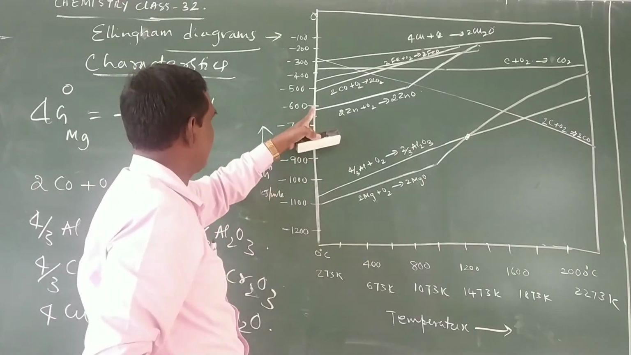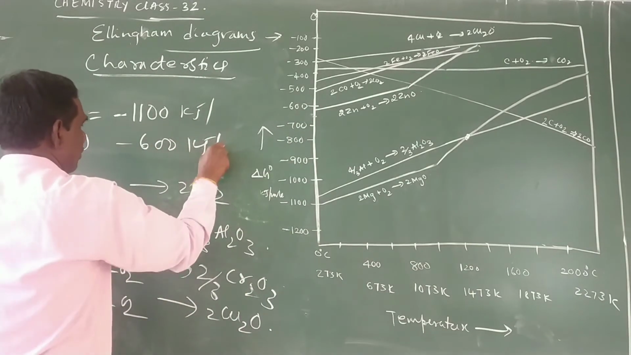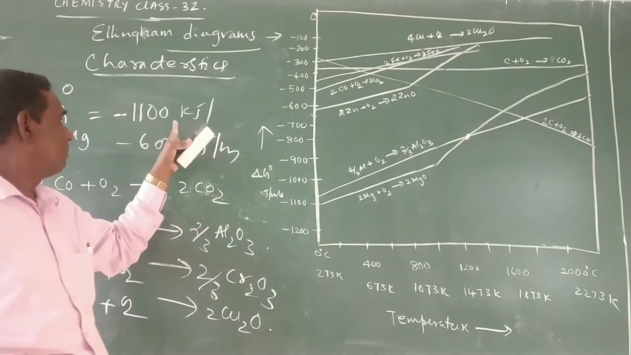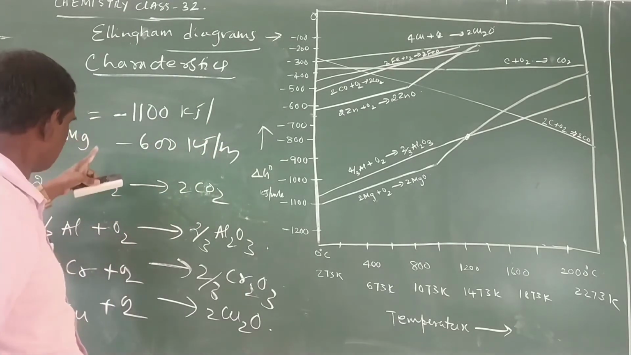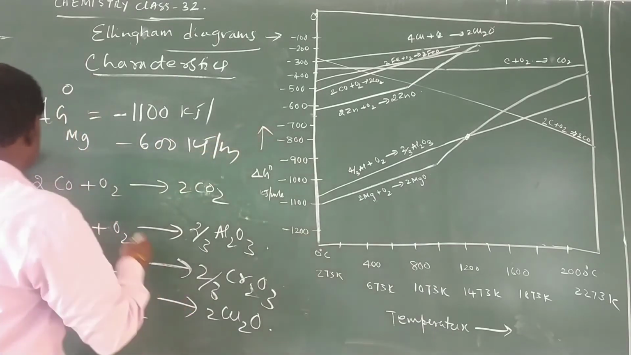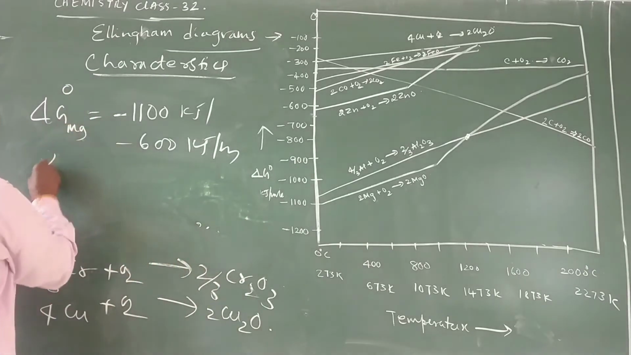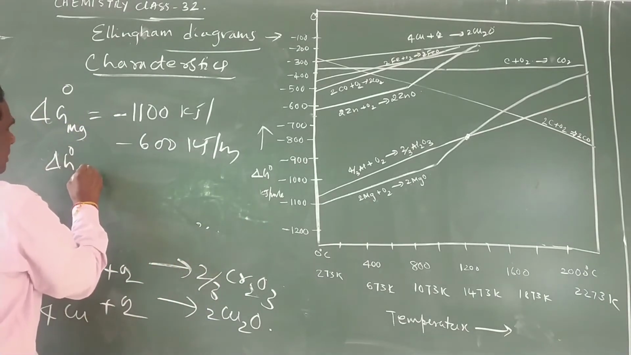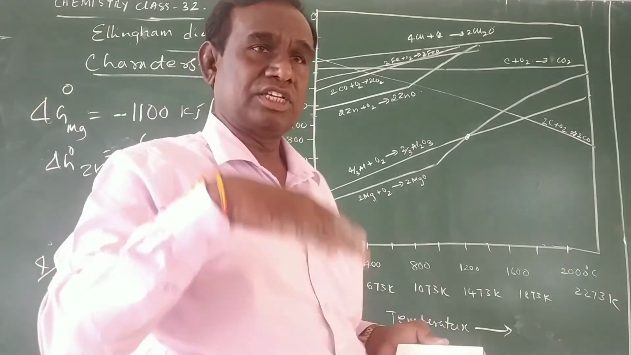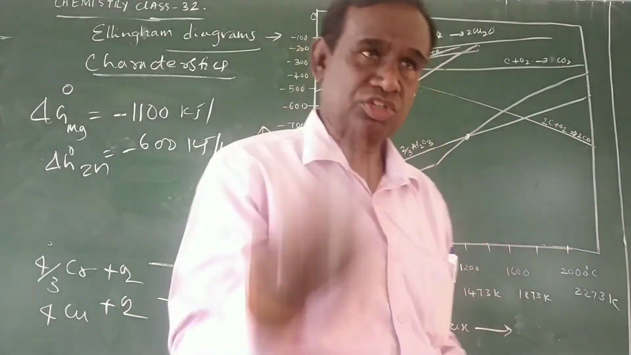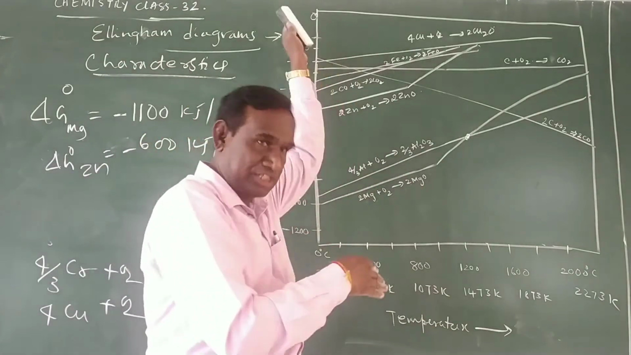So for example, if you take zinc, that is minus 600 kilojoules. Which one is more? Minus 600 is more. Minus 1100 is what? Less. So there, minus 600 is for your zinc, delta G naught. This is for magnesium. This is delta G naught for your zinc, minus 600. So therefore, any metal oxide or any metal which is placed below is more stable. Therefore, that acts as a reducing agent for the reduction of the metallic oxide which is placed above.